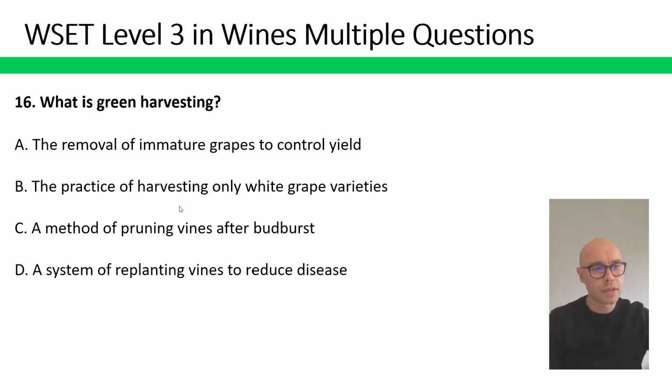Well, let me see. Green harvesting. Yeah, I would say A, removal of immature grapes to control yields. Not just immature grapes, but generally excess amount of green grapes, in order to reduce the yields, in order to increase quality and ripeness.